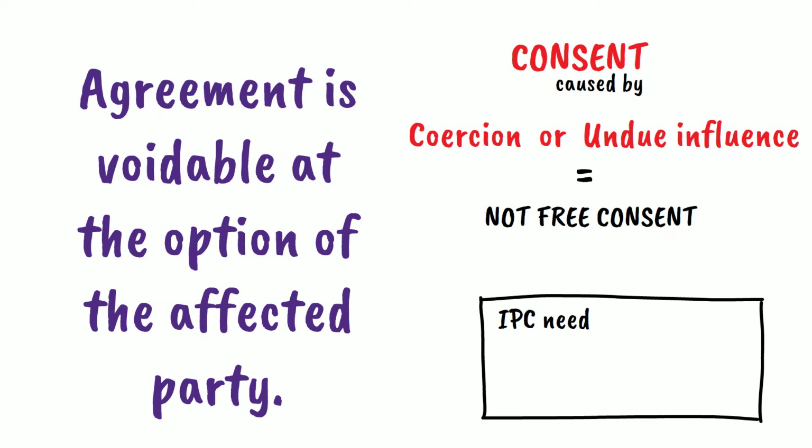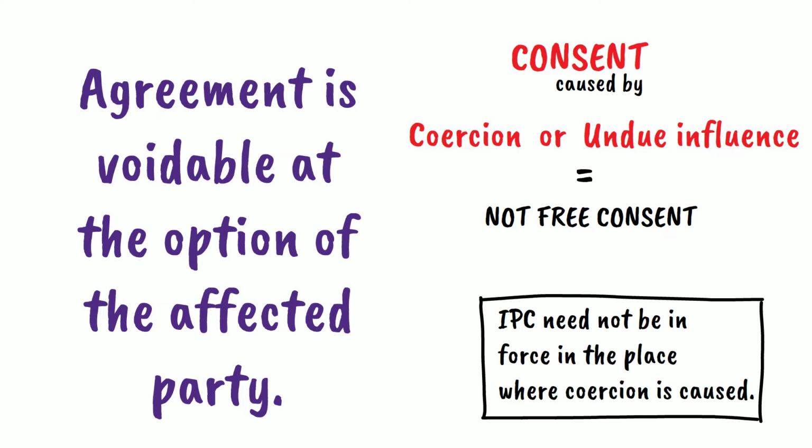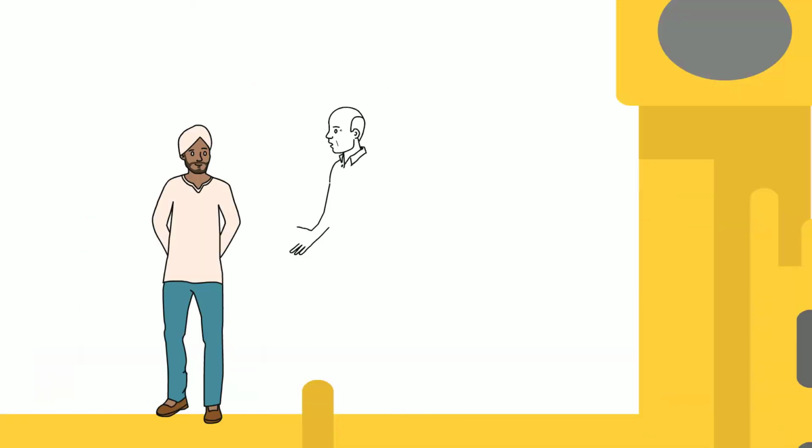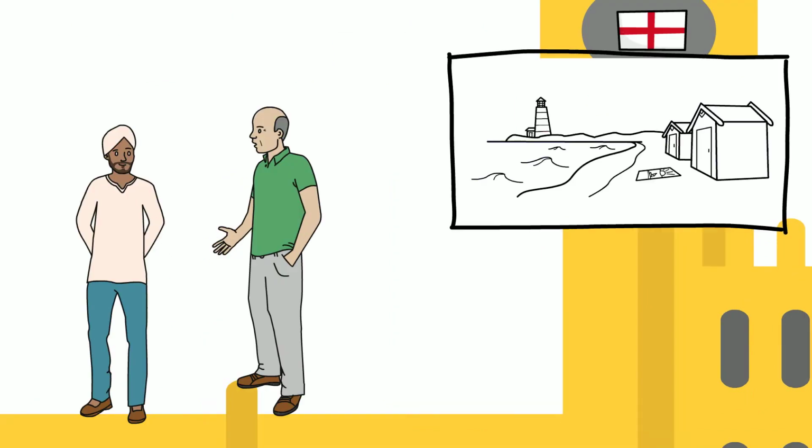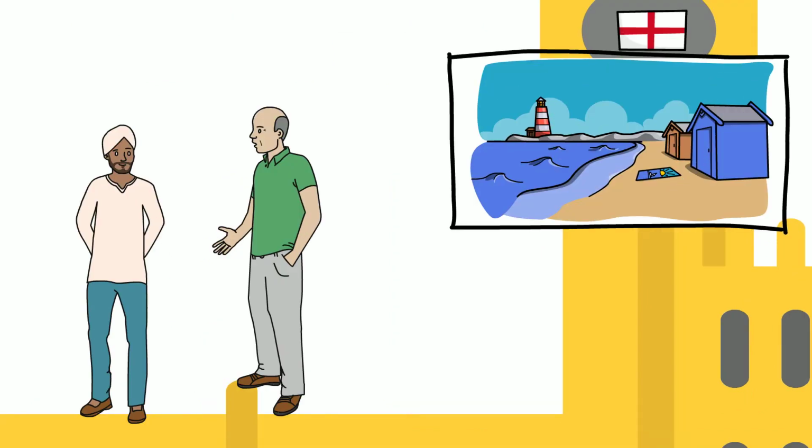Also, IPC need not be enforced in the place where coercion is caused. For example, two Indians were in England. While they were in England, A threatened B that if you want your son to be alive, who is in Chennai, sell your beach house in Chennai to me for 10 lakh rupees. B agrees because of the threat.